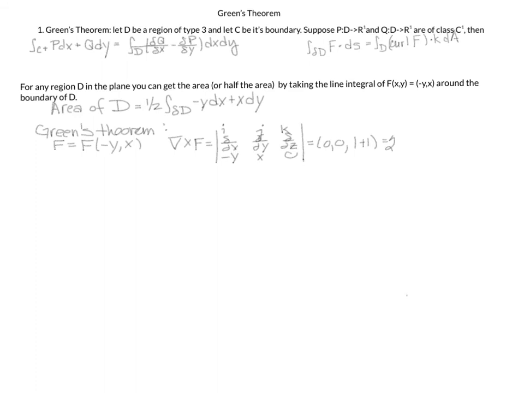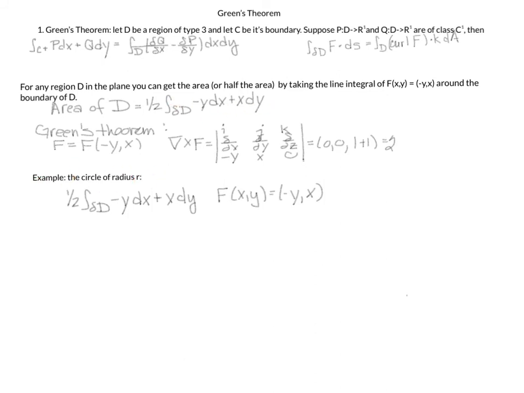For my last example, I'm going to illustrate this point here, which is that for any region D in the plane, you can get the area or half of the area by taking the line integral of this function. This is a special function that allows you to do this: F of x, y is equal to negative y, x around the boundary of D. So according to this claim, if I wanted to find the area of this square, I could take the line integral around this square of this function, and I would get half the area of the square. We are going to test this out with a circle of radius r.